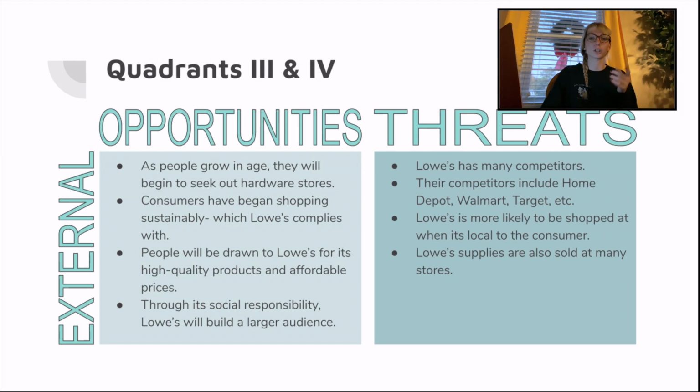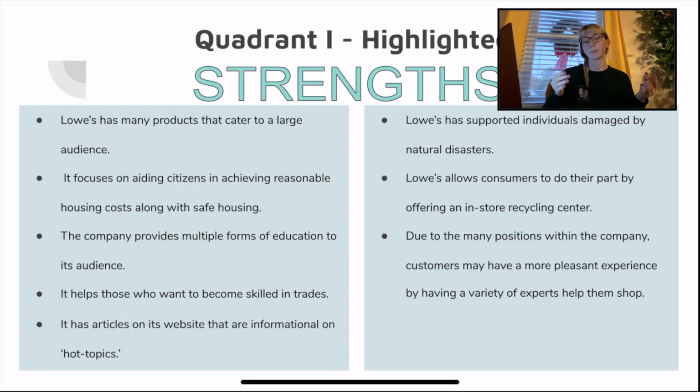And then the quadrant I chose to highlight is the one on strengths, and mainly because that was the one I got the most for, was strengths. It has a lot of strengths. And so the ones that I didn't cover in the previous slides are Lowe's has many products that cater to a large audience. It focuses on aiding citizens in achieving reasonable housing costs along with safe housing, which was mentioned in their corporate citizenship. The company provides multiple forms of education to its audience.